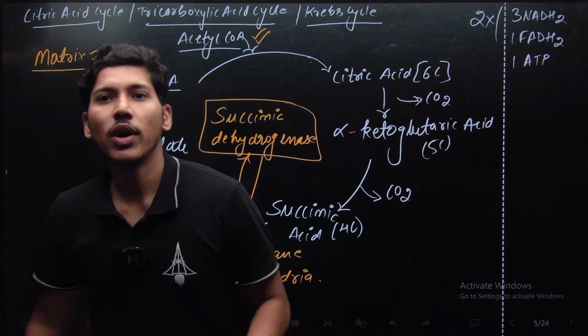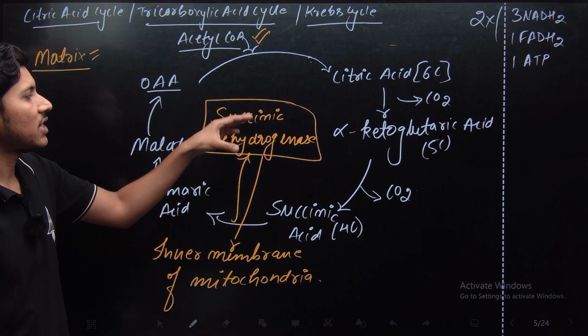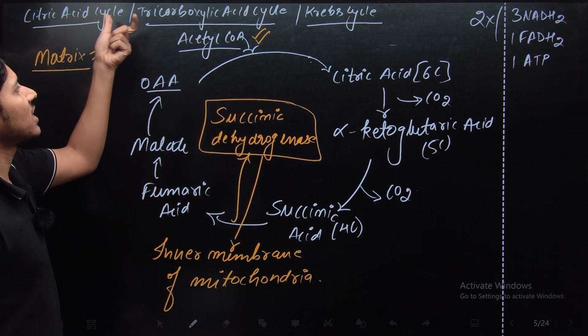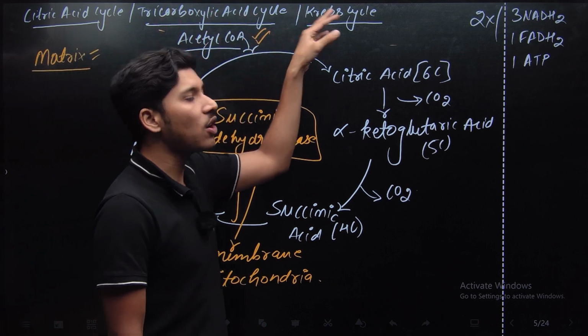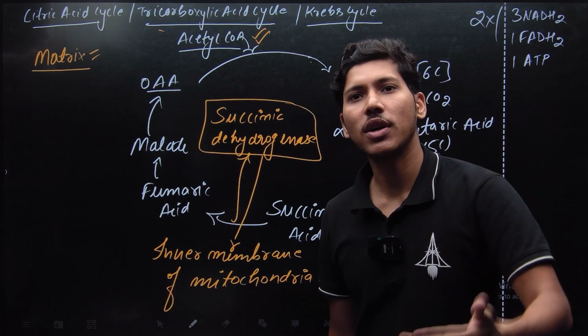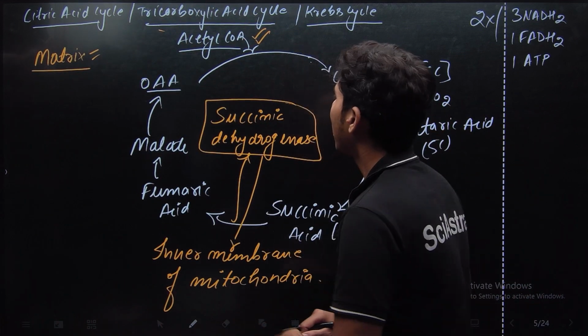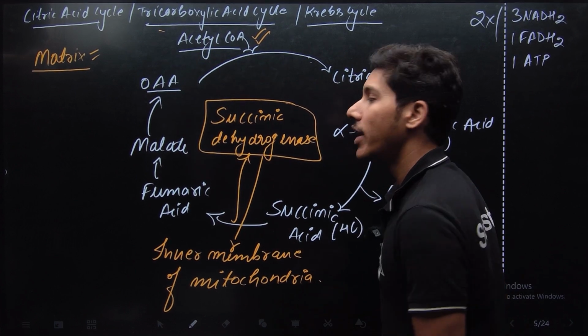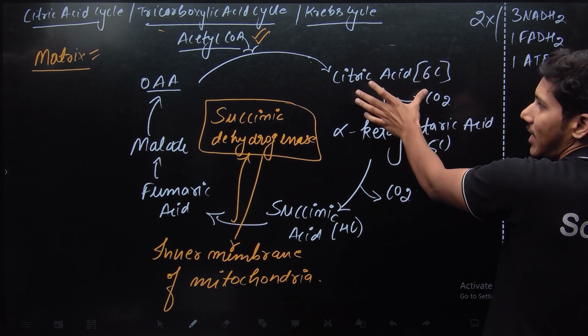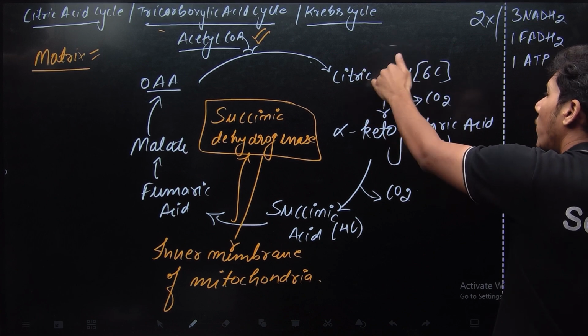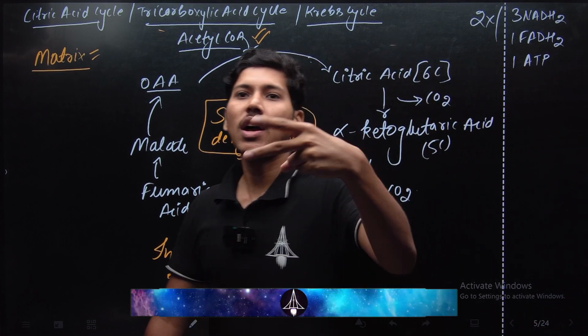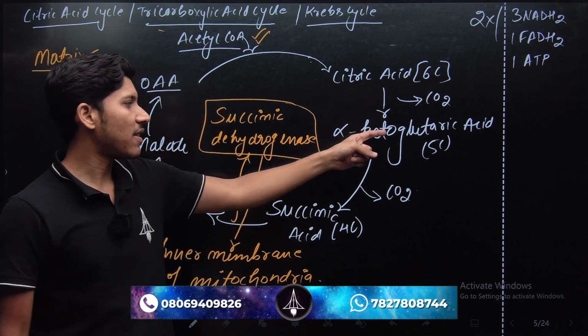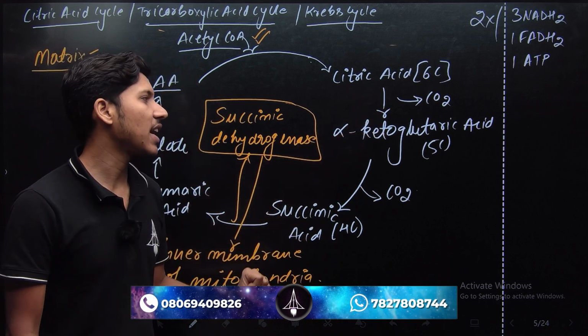This acetyl-CoA now undergoes the cycle known as citric acid cycle or tricarboxylic acid cycle or Krebs cycle, which also occurs in the mitochondrial matrix, in which oxaloacetic acid accepts acetyl-CoA to form a 6-carbon molecule known as citric acid, which further undergoes 2 rounds of decarboxylation to produce alpha-ketoglutaric acid and succinic acid.